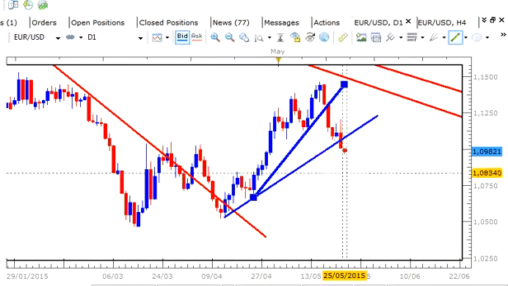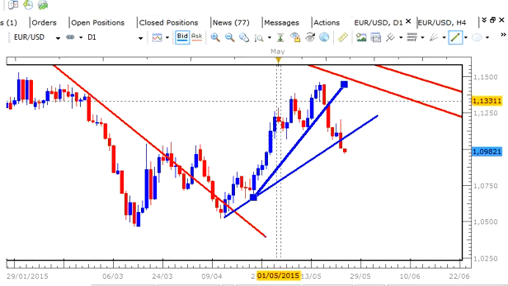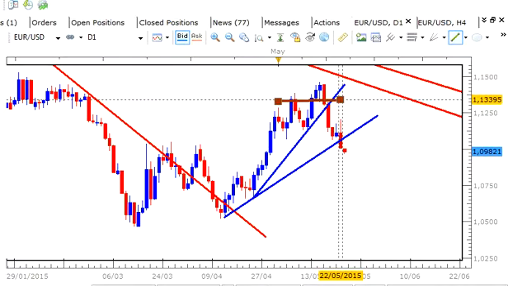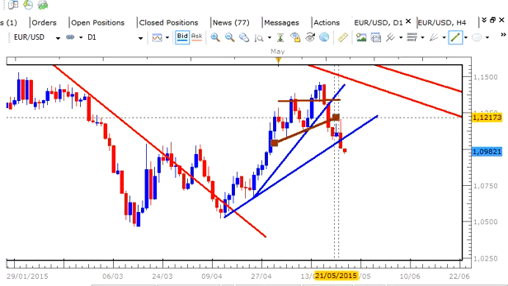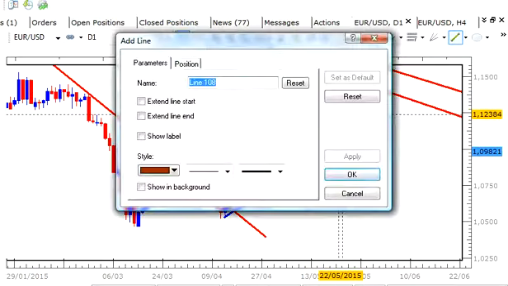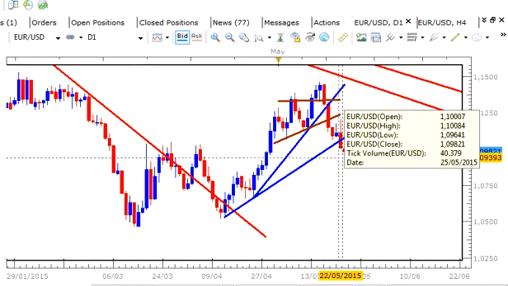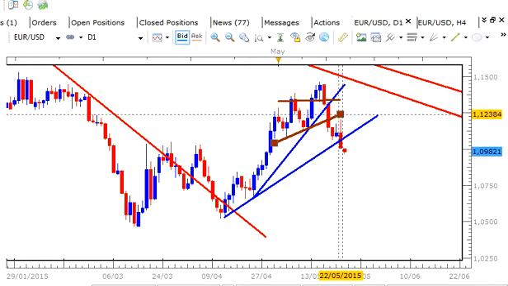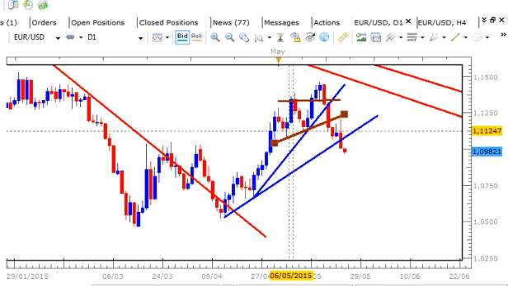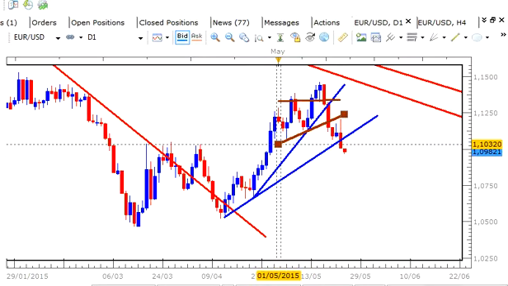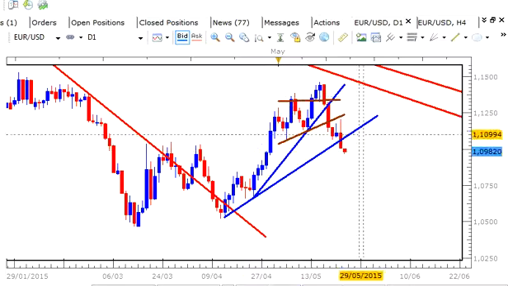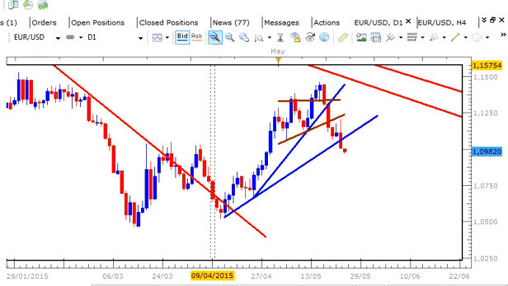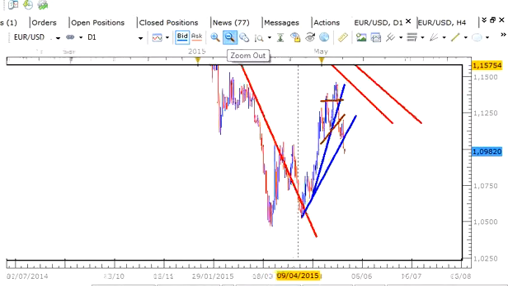You'll also notice that the market also created a small pennant consolidation setup at this area here, which along with the inner uptrend line has now been broken. So as it stands right now, the market could be on its way to providing us with strong bearish signals to indicate the continuation of the overall downtrend in favor of the US dollar.